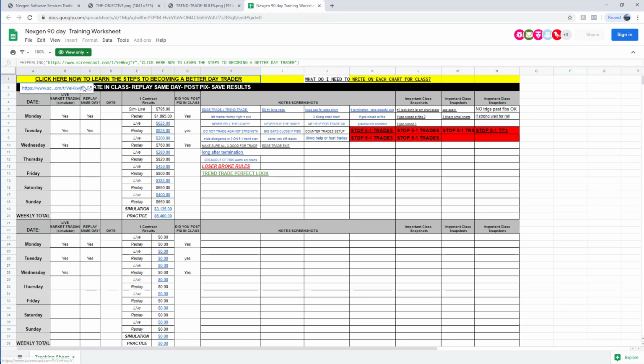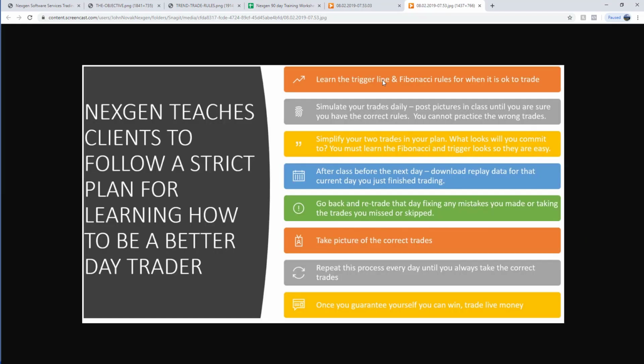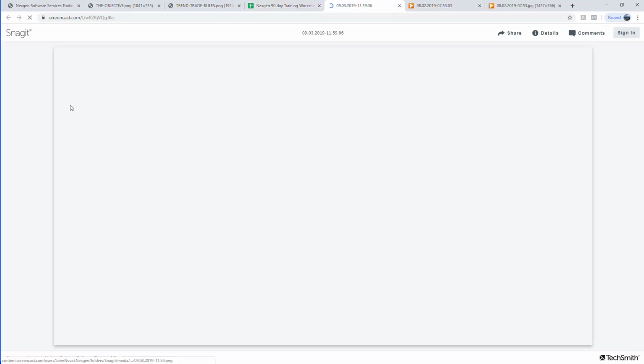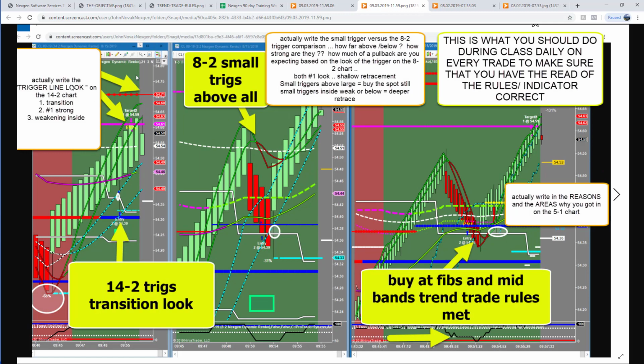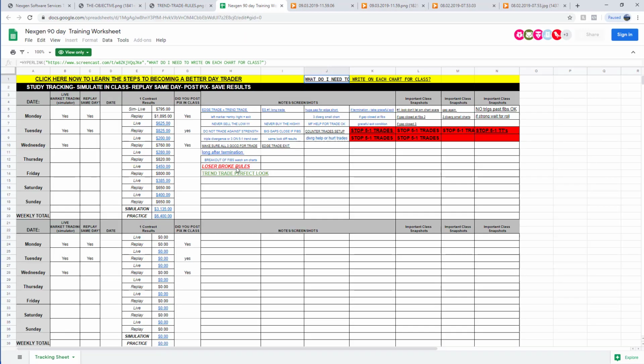this is the process. You have to learn the looks and the setups for when it's okay to trade, when it's okay not. Simulate during the day and post your pictures in class. And more specifically, I added this. Specifically, write what the trigger line look is on the 14-2 chart. Specifically write what you see with the trigger line look on the 8-2 chart. And then specifically write the areas and reasons why you got in on the 5-1 chart. When you write these 3 things out, you're going to start seeing a pattern on trades that you win and trades that you lose.